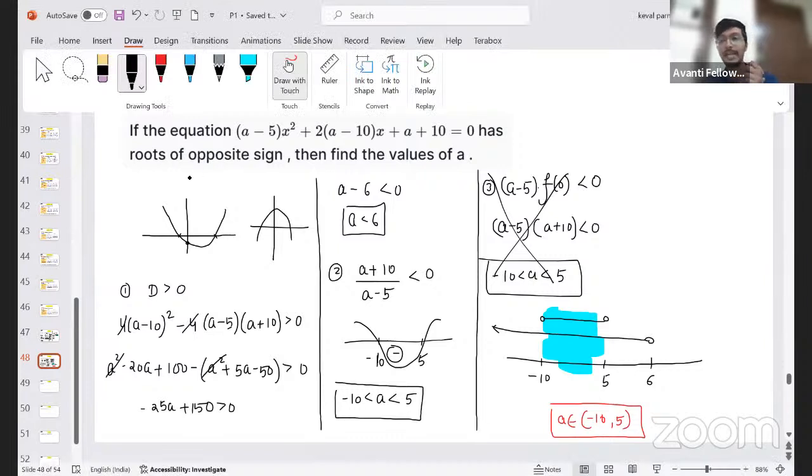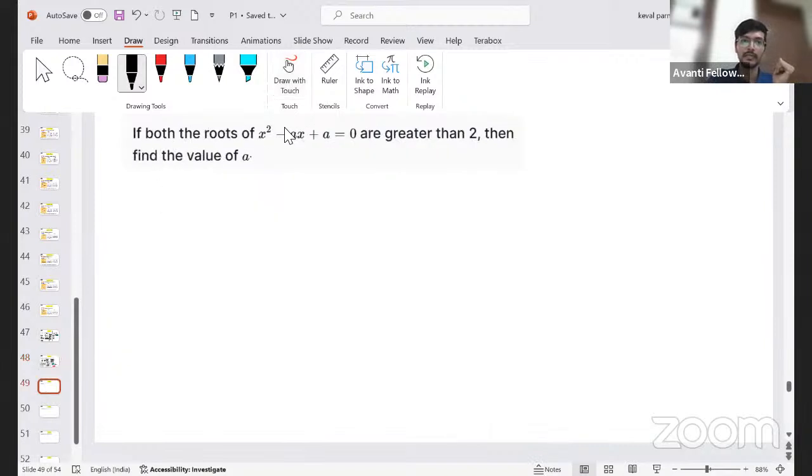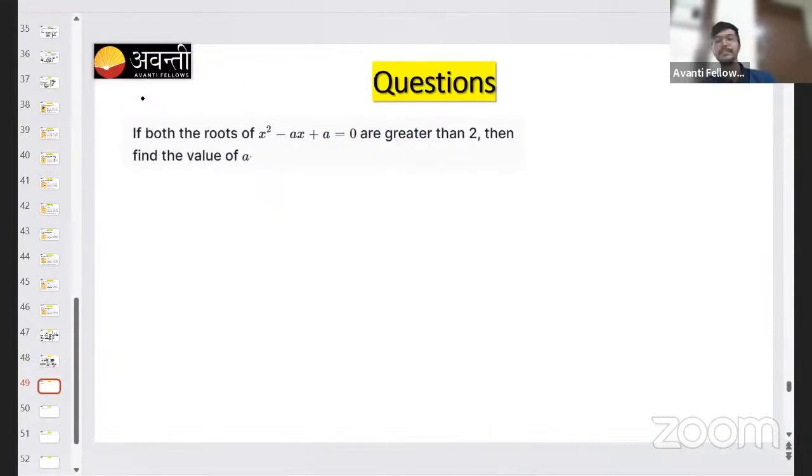Again, before the next question I'll give you 1 minute. You check out the conditions and tell me what they are. Both roots are greater than 2. First, make the graphs. Make the graphs first and then the conditions on 3 things: discriminant, sum of the roots and functional value. Okay, I'll give you 1 minute.